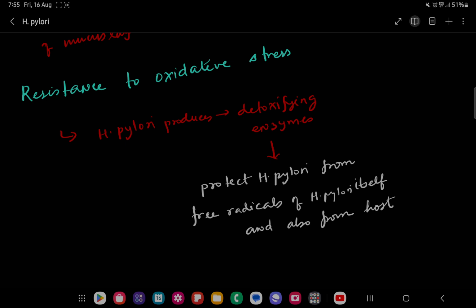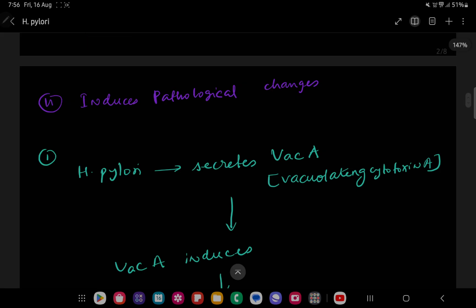What does it mean? Since H. pylori has to survive there, H. pylori is also a living thing, it should also be undergoing some metabolism. There will be byproducts of the metabolism like free radicals, yes or no? Those free radicals are being removed, detoxified by the enzymes that H. pylori itself has. That means it works for the longevity of H. pylori. And also it protects from the host's defensive immune mechanism, right?